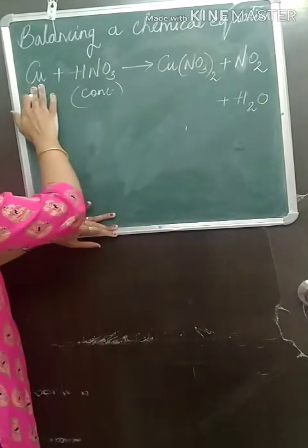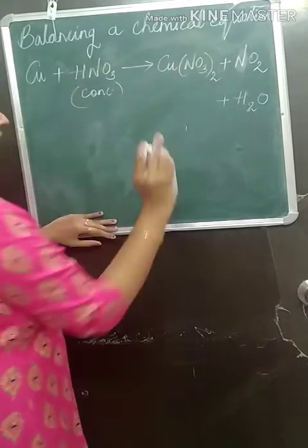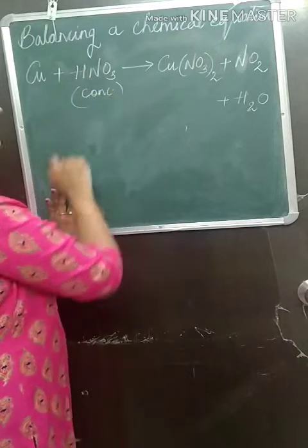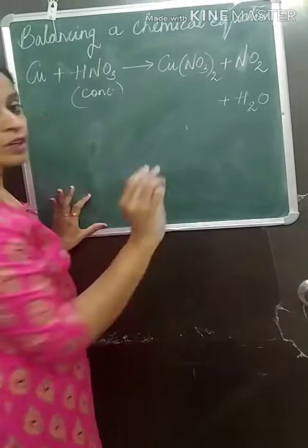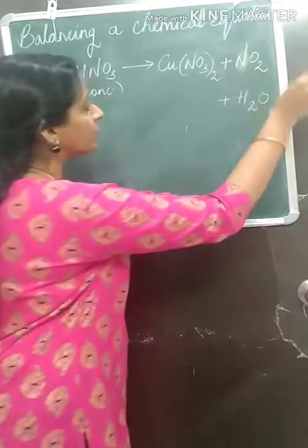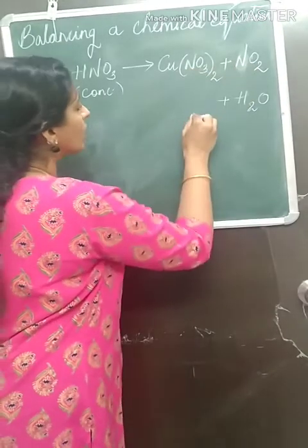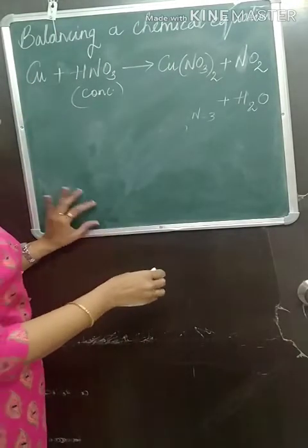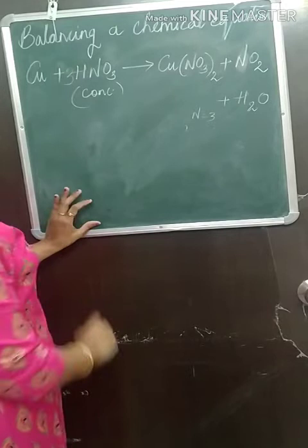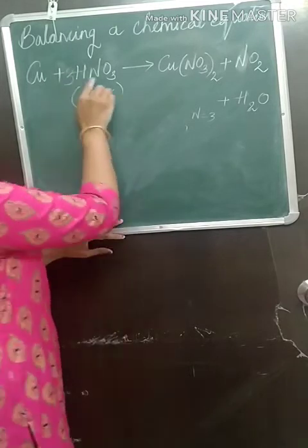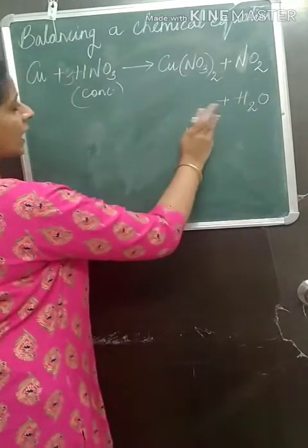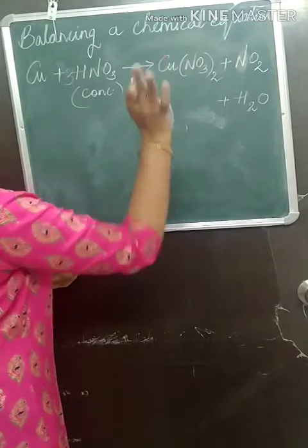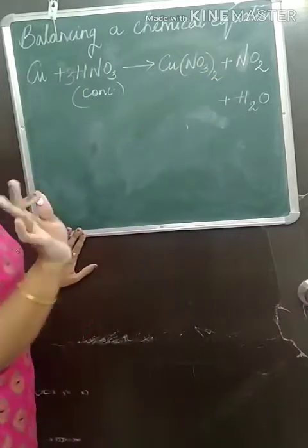Here copper is metal, 1 copper here, 1 copper here, no problem. After that we'll go on to nitrogen. Here we have 1, whereas here we have 2 nitrogen, and here we have 1 more nitrogen, that is 2 plus 1, 3. So on the product side we have 3 nitrogen. So we will try to put a 3 onto this side. So nitrogen became 3, 3 nitrogen. Again we will look at metals. Copper 1, copper 1. Nitrogen also just now we balanced.